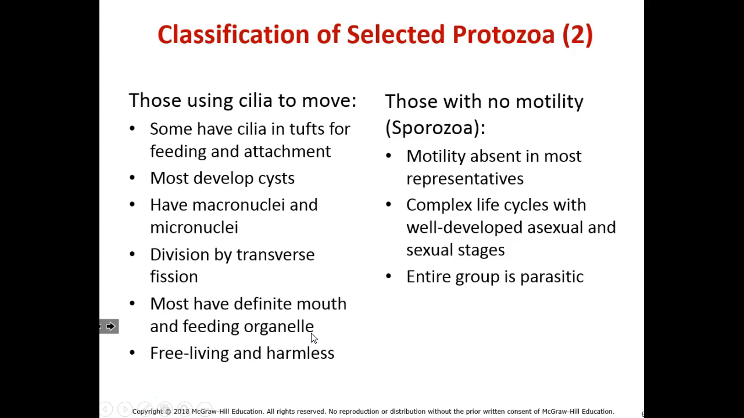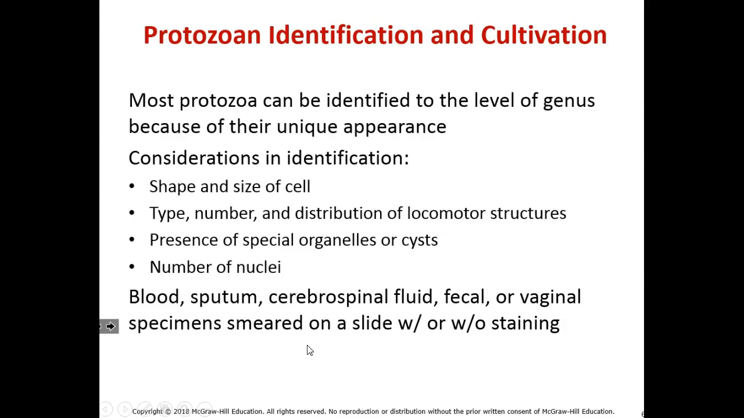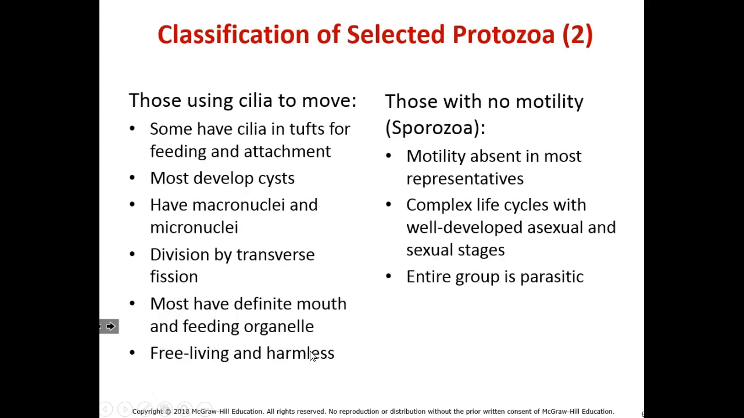Those with no motility, sporozoa. Motility is absent in most of them. Complex life cycles with well-developed asexual and sexual stages, and the entire group is parasitic. Means it feeds on dead particles. True or false? False, because we know that if it's a parasite, it lives on something living.